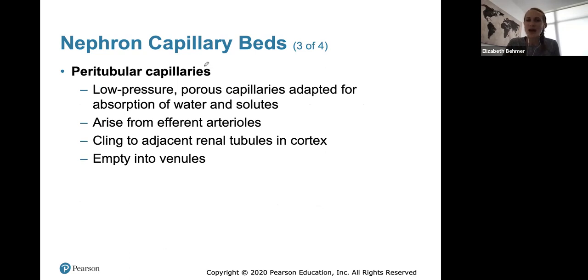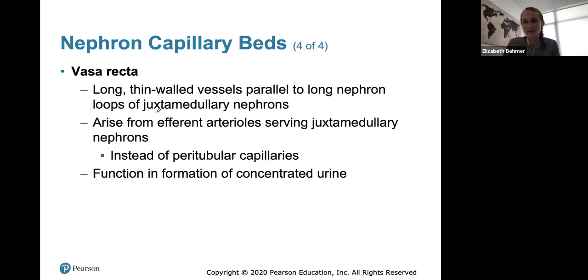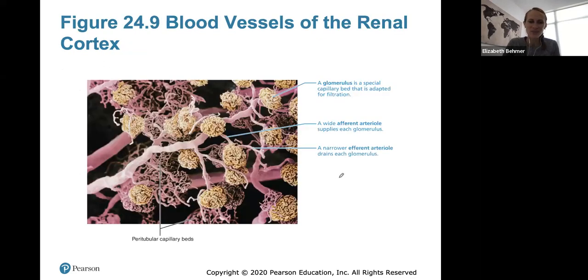The peritubular capillaries cling to adjacent renal tubules. They empty into venules, and they surround the proximal and distal convoluted tubules. They're adapted for absorption of water and solutes from the filtrate back into the blood. And then the vasa recta runs parallel to the long nephron loops, and they function in concentrating the urine. So here's a look at peritubular capillary beds surrounding the distal convoluted tubules.